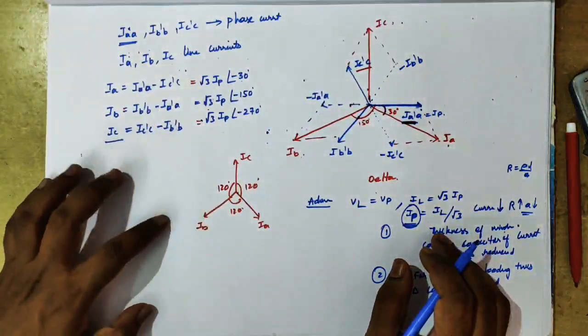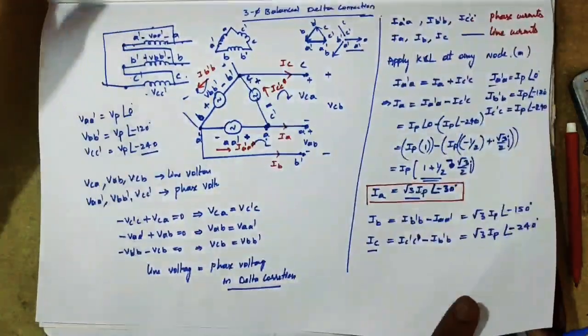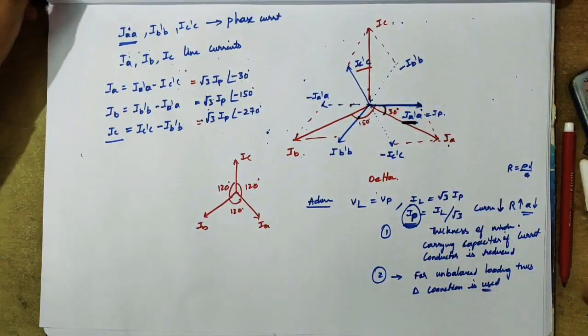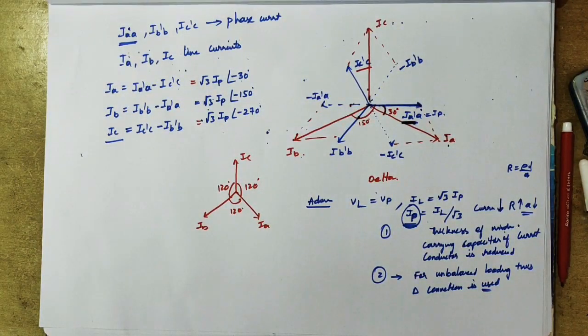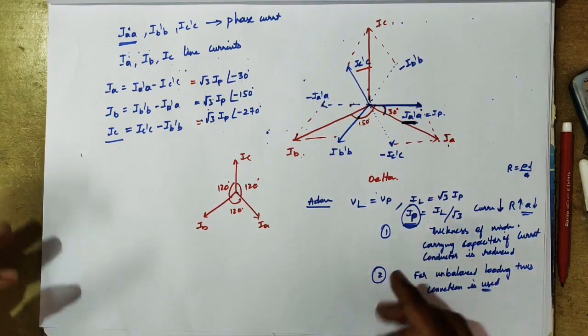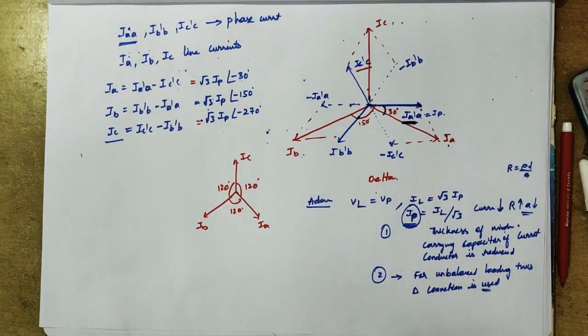In the next class we'll deal with the power relations of star, delta, and the load connections. We'll discuss these advantages and disadvantages again briefly, and then you will understand exactly in a comparative way.